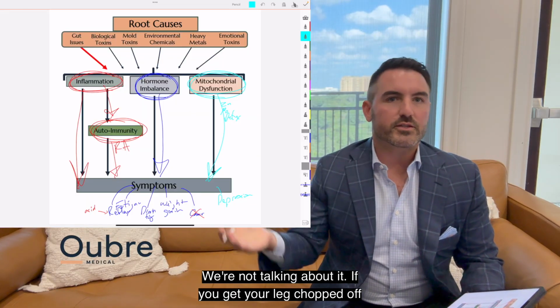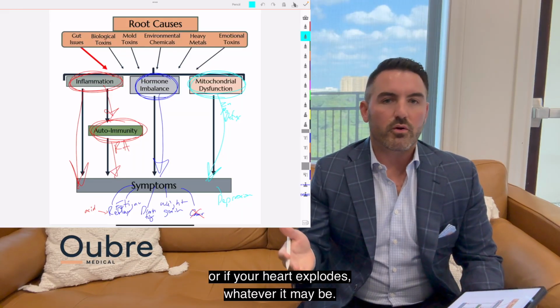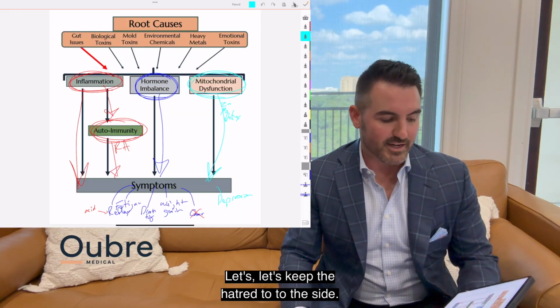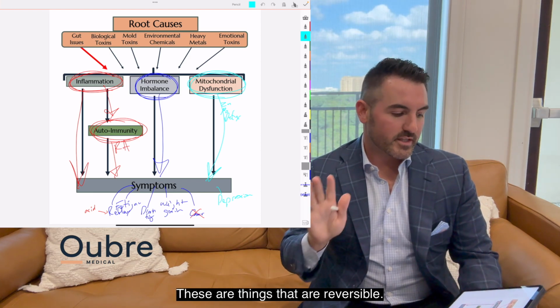We're not talking about if you get your leg chopped off or if your heart explodes, whatever it may be. Okay, so let's be reasonable. Let's keep the hatred to the side. These are things that are reversible.